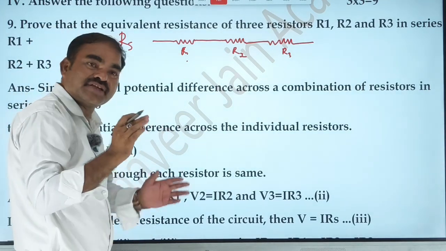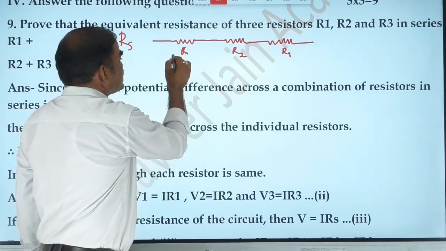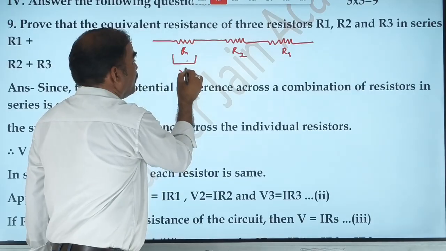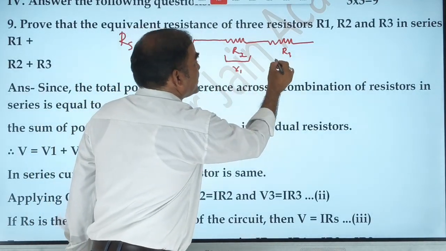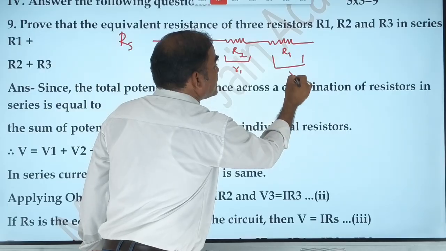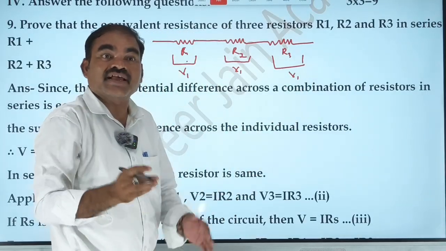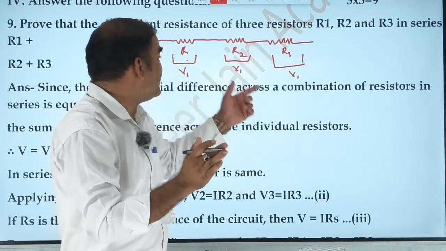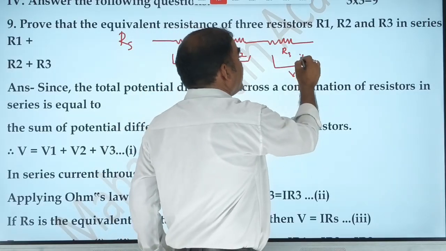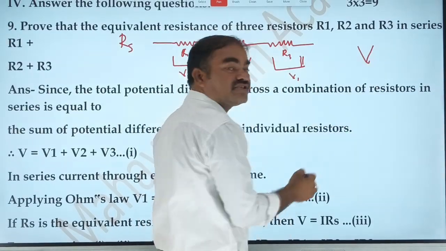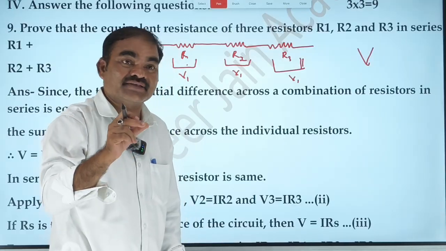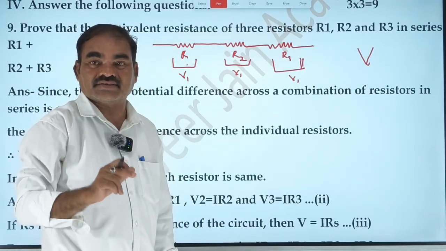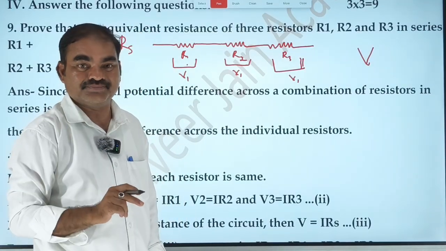Here, one more thing you have to remember. In these resistors, there will be a voltage difference across each. The sum of the voltages of each resistance will equal the total voltage V. So in series, the voltage differs, but the current remains the same.